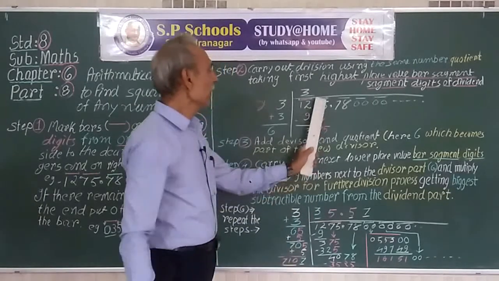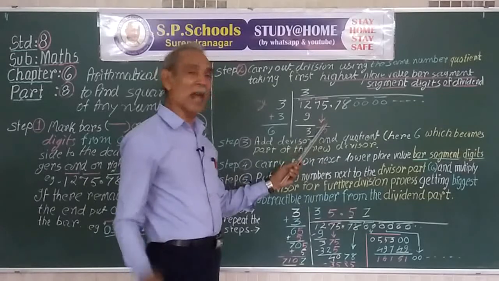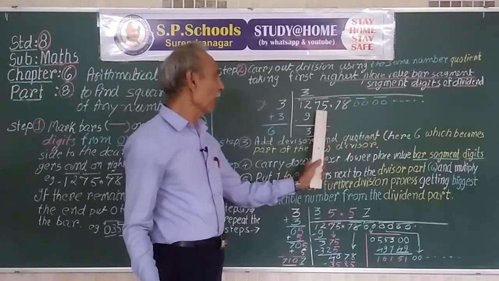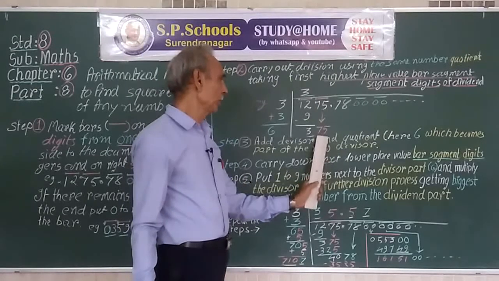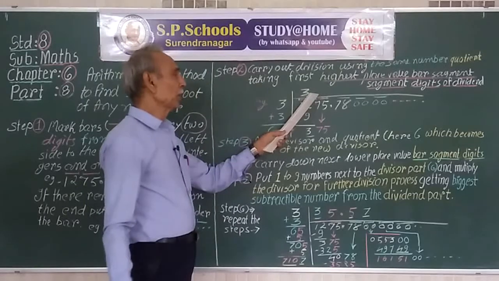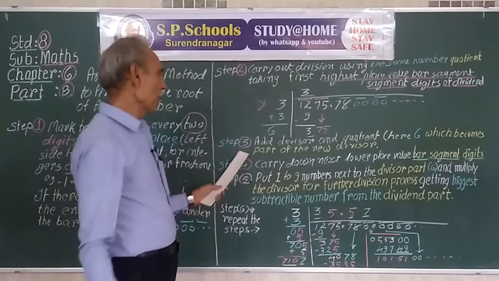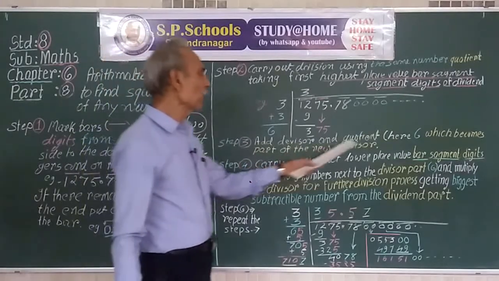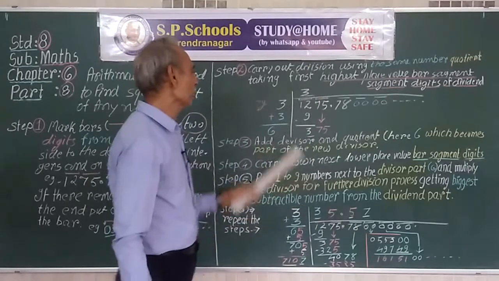And then carry down the whole next segment. Not one digit only like in normal division, but carry down the whole next segment of 2 digits, 75. And the quotient you add to the divisor, that is step number 3. Add divisor and quotient. Here the divisor is 3, the quotient is 3.